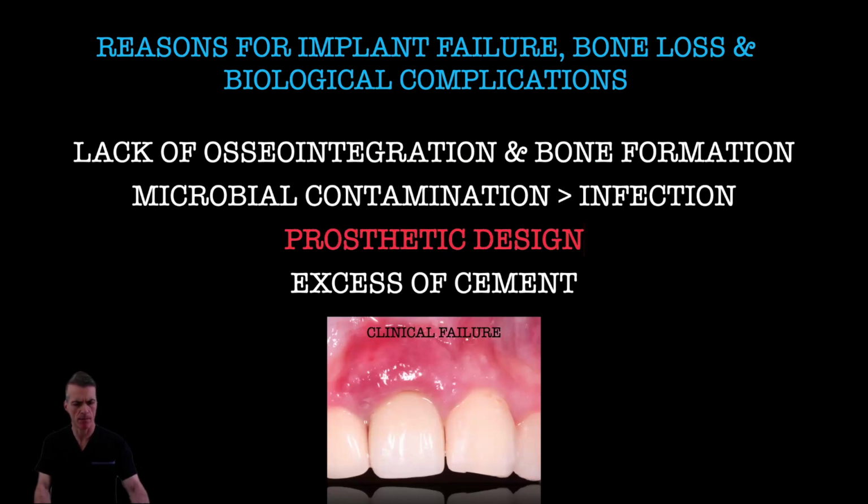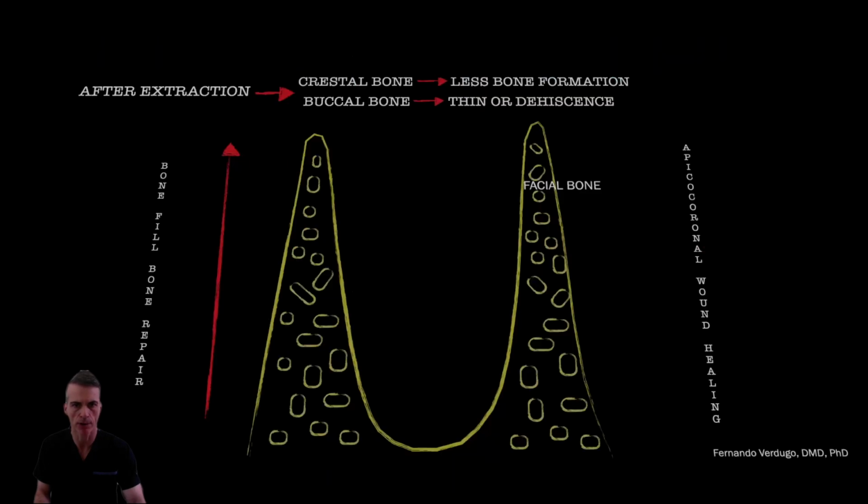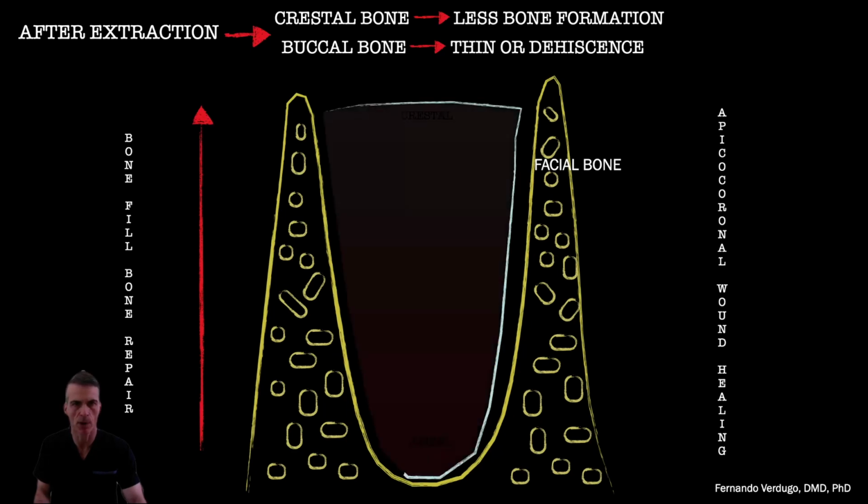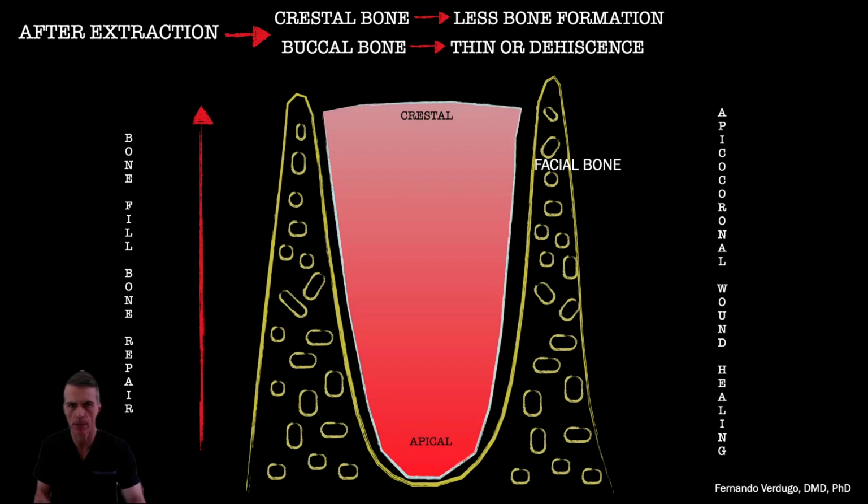We're going to discuss some key aspects that could also lead to biological complications, the prosthetic design, and how we can prevent the prosthetic design from causing harm and bone loss. Briefly remind us what happens when a tooth is extracted. When a tooth is extracted, a blood clot is formed. That blood clot is key for new bone formation, which travels in an apicocoronal direction. Remember, the crestal aspect is always more fragile.